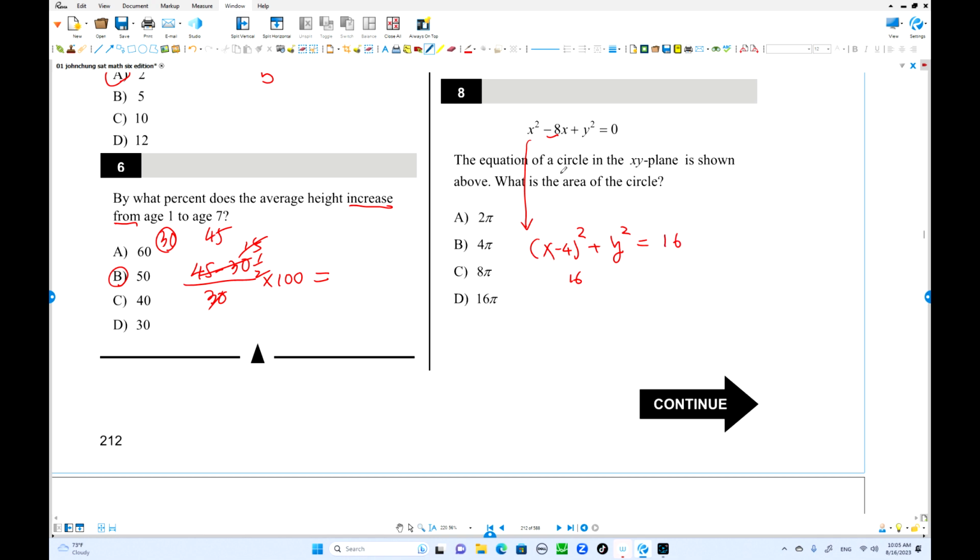Okay, because what? To make this one, we need a 16, right? This we said is a perfect square trinomial. Replace it with a perfect square, okay? Here, r squared is 16. The area of this is pi r squared, okay? So 16 pi is the answer.